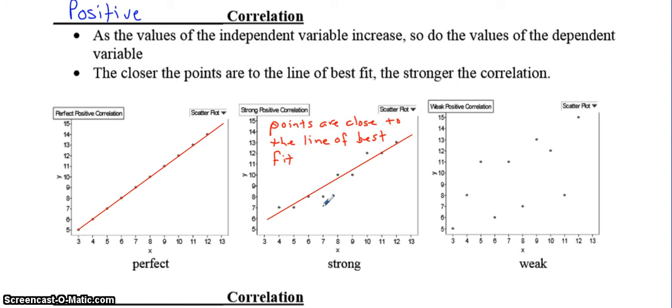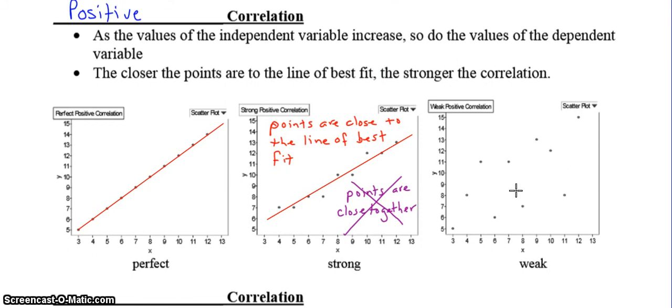What you do not want to say is points are close together. So that is not how you describe a strong correlation. To describe a strong correlation, you say points are close to the line of best fit.